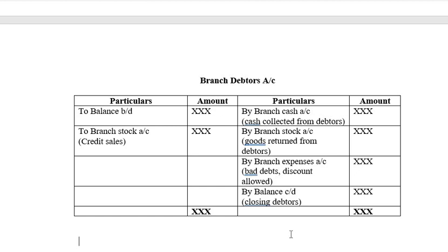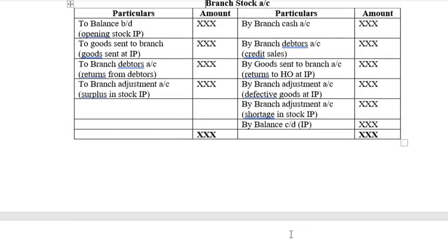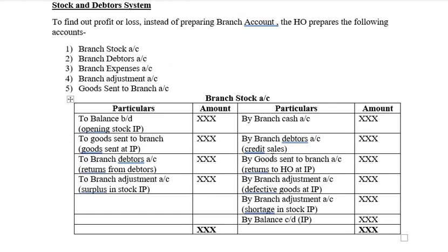We are done with two accounts. The first one is the branch stock account, the second is the branch debtors account. The remaining three accounts, that is expenses, adjustment and goods sent account, the specimen will be shown in the next class.